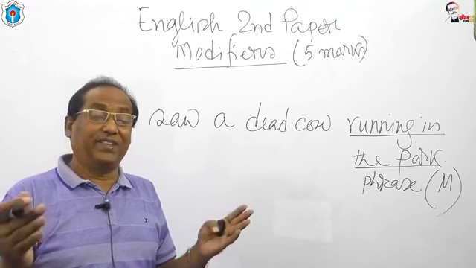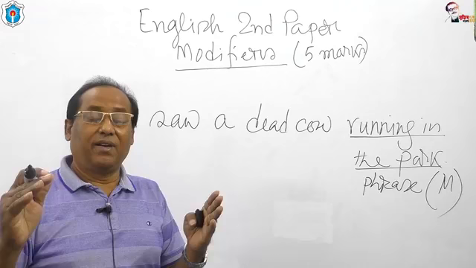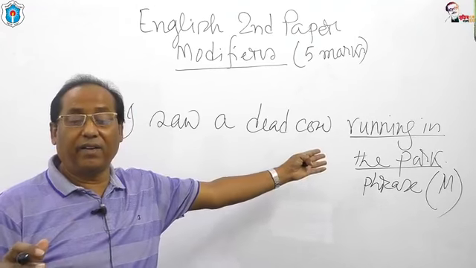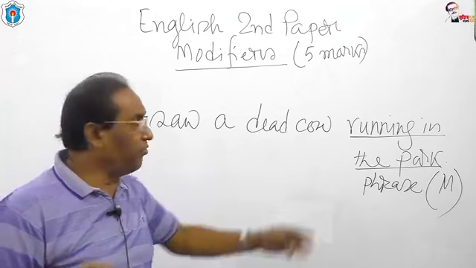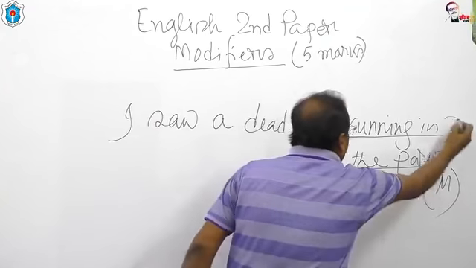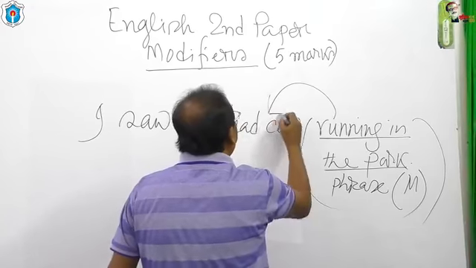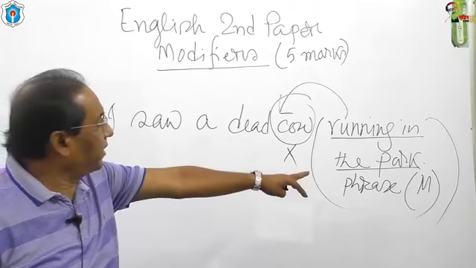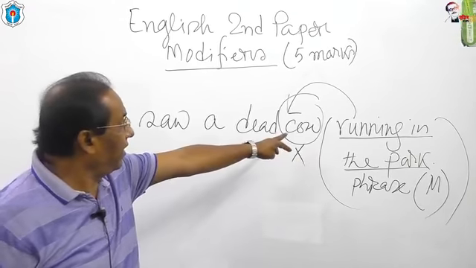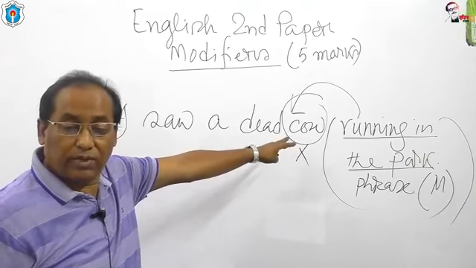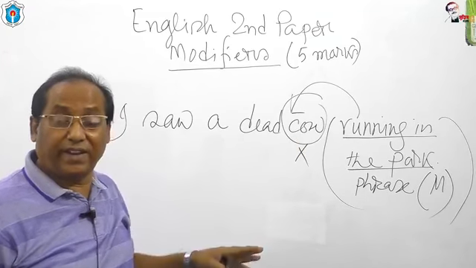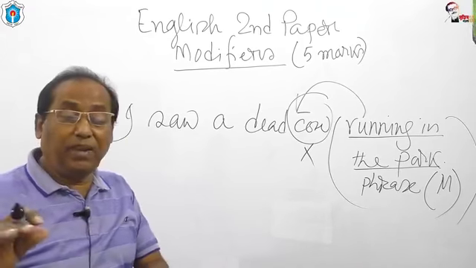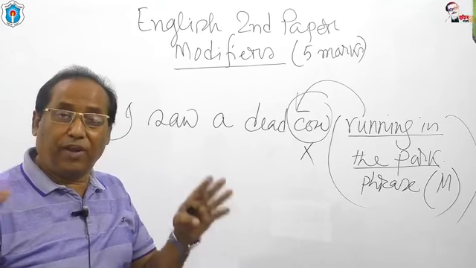Alright? That is, I have failed to use the modifier at proper place. In fact, this modifier does not modify the cow. Wrong. Running in the park doesn't modify the cow. In fact, who was running? In fact, I was running. Okay? So let me use the modifier properly.